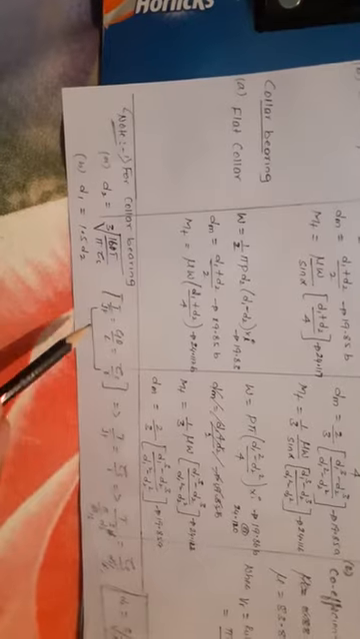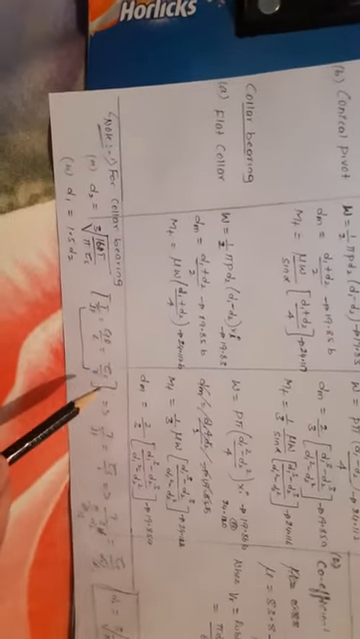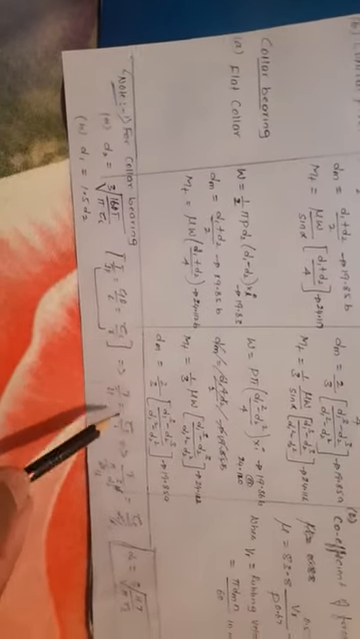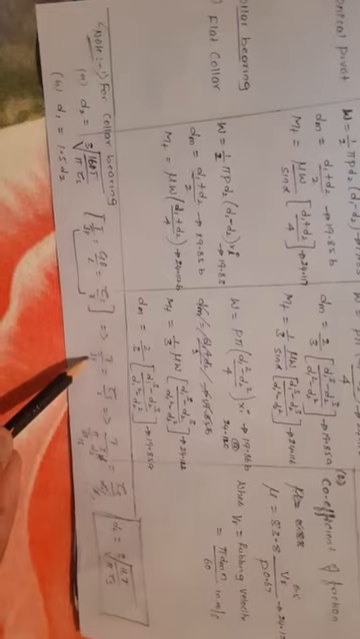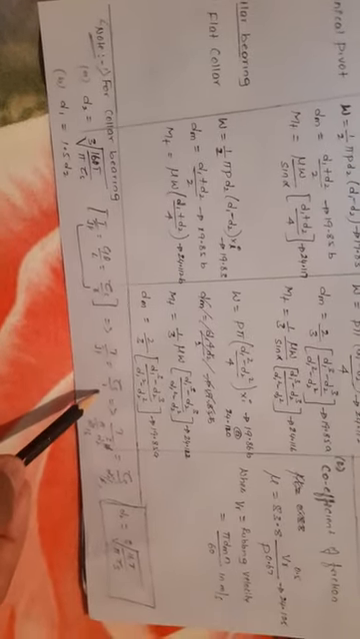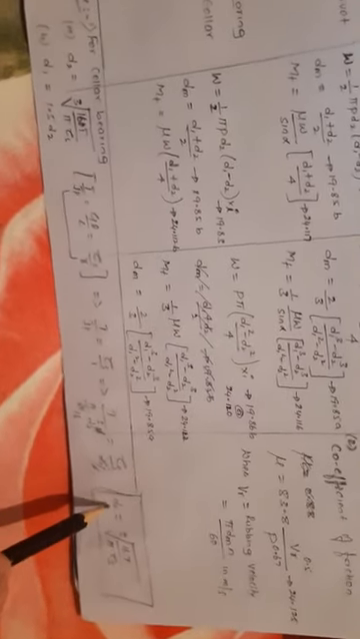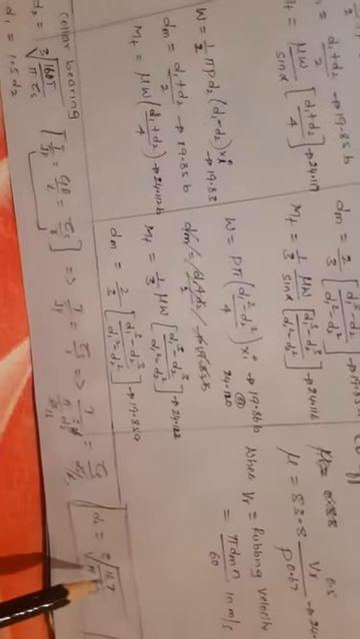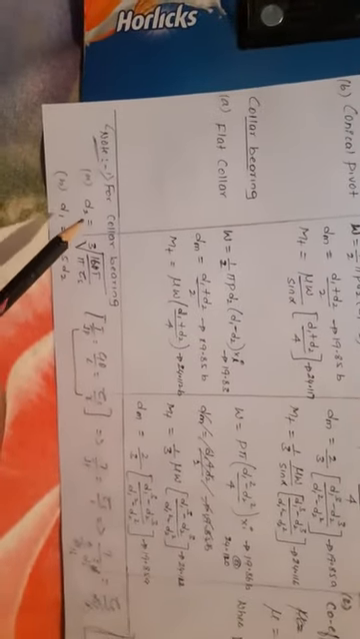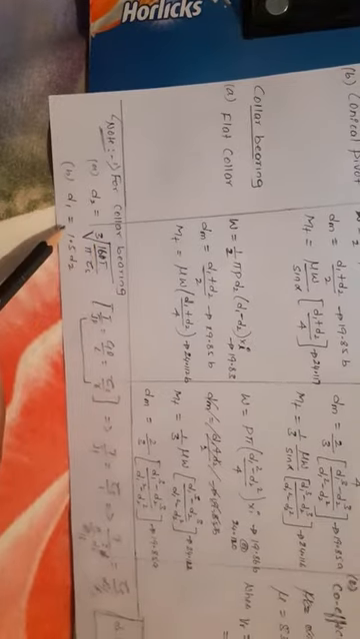By applying the pure torsional equation, T by Jp equals G theta by L equals tau s by R. From this you consider T by Jp equals tau s by R. Substitute the Jp value, pi into d2 cube divided by 32, and R equal to d2 by 2. Simplify, and finally you get d2 equal to the cube root of 16 times T divided by pi tau s. Once you calculate d2, then d1 is equal to 1.5 times d2.